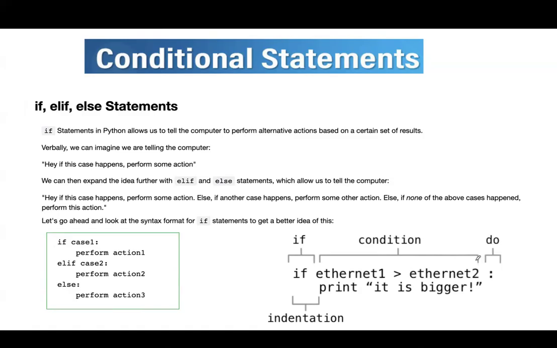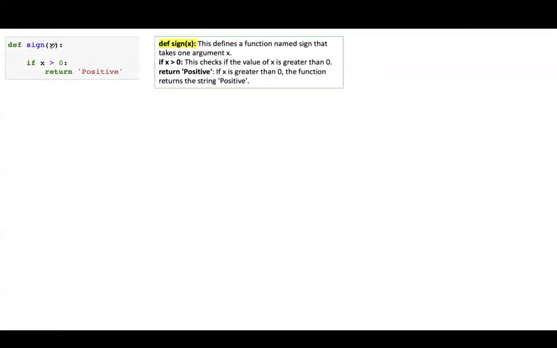If you have some condition, do the following. Very good. Let us define a function, define function sign, and pass in argument x. If x is positive, it returns positive to us. So this is a very simple function that uses a conditional statement. If you call the sign function and pass in 3, since 3 is positive, we expect to get positive back.